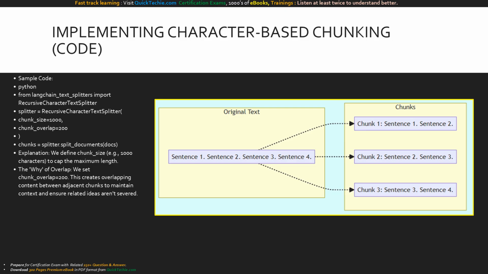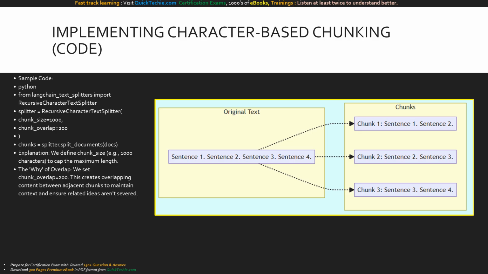Why do we do this? Imagine cutting a sentence perfectly in half. The meaning is destroyed. By enforcing a 200-character overlap, the end of chunk A becomes the beginning of chunk B. This overlap acts as contextual glue, ensuring that ideas spanning across the split point are preserved. It's a simple parameter, but it massively boosts the quality of your AI's comprehension.